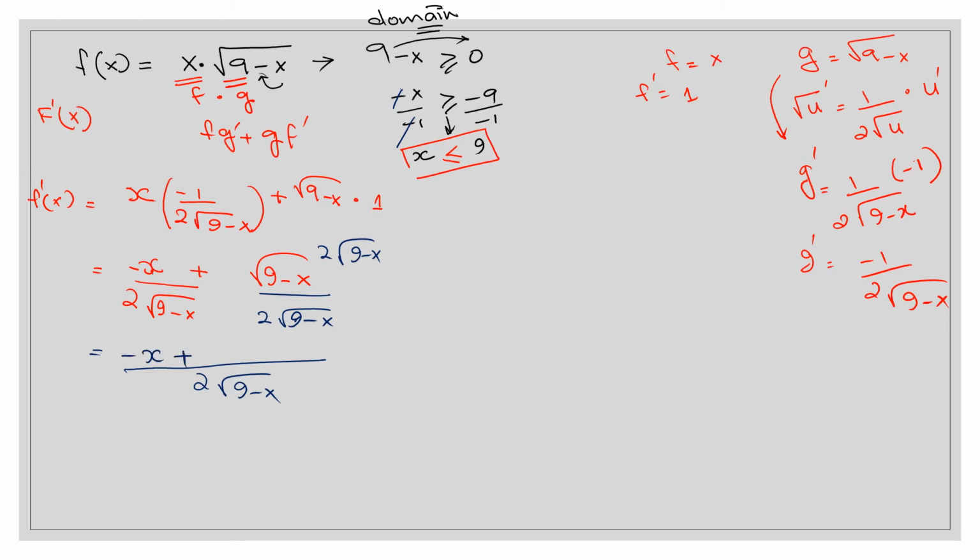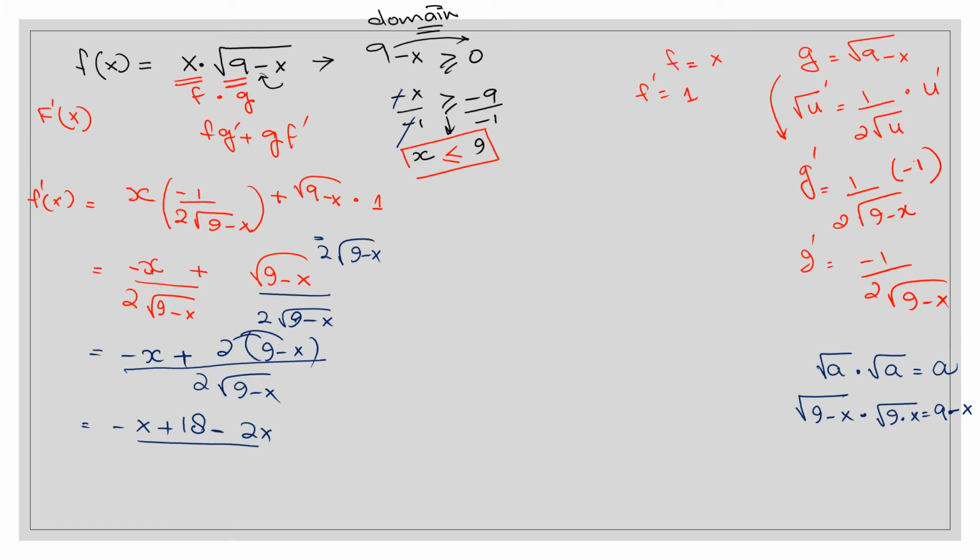Now remember, if you have square root of a times square root of a, you will get a. So similarly, in our case, square root of 9 minus x times square root of 9 minus x will give you only 9 minus x. So first of all, we will write this 2 and then write down 9 minus x. Open the bracket. You will get minus x plus 2 times 9 is 18, and plus 2 times negative x gives you negative 2, divided by 2 square root of 9 minus x.